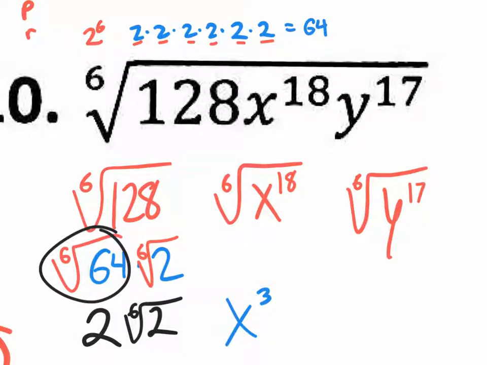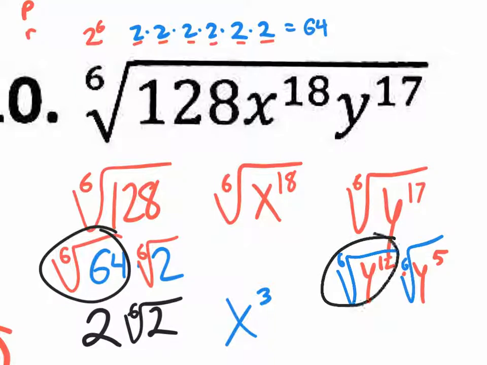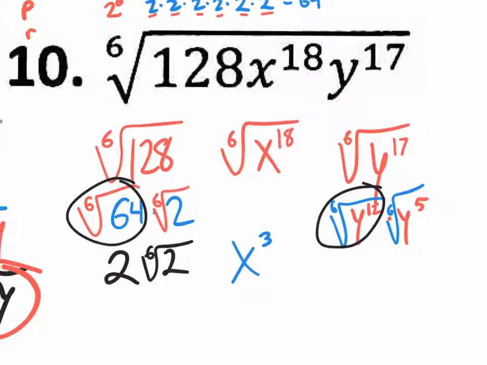So I need to rewrite this as y to the 12th times y to the 5th, because 12 plus 5 is 17. Does that make sense? Okay, so I rewrote it as y to the 12th because now that y to the 12th is divisible by 6. So what is the 6th root of y to the 12th? Y to the 2nd. So you really have y to the 2nd power. And the 6th root of y to the 5th you can't do, so you just rewrite it. So all of this is our answer. We just need to rearrange it.